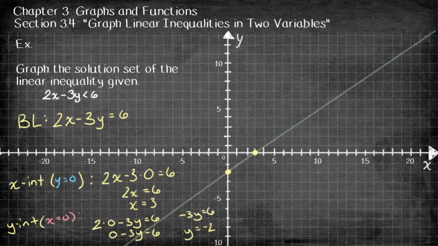The next conversation we have to have is whether or not this boundary line is included in the solution set. So we take a look at the original inequality. You see that the inequality is strict, so that means that the line needs to be dashed.